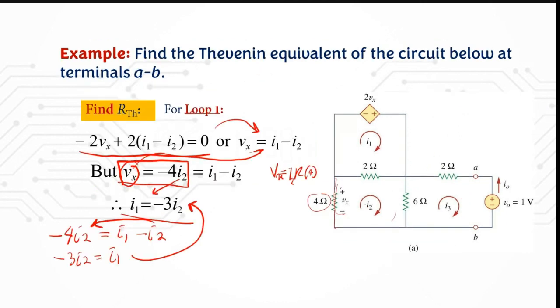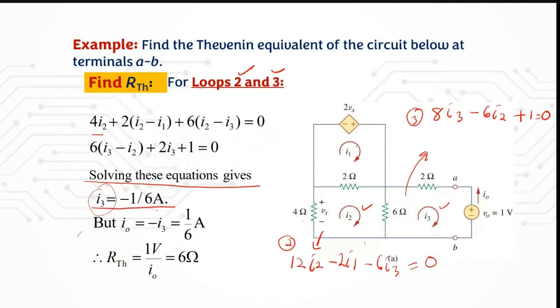Actually, you can just substitute I1 equal to negative 3 I2 into this equation. So you know that your I1 is equal to negative 3 I2. You can substitute this I1 into one of these equations and solve in order to get I3. Then when you solve for that, you get that I3 is equal to negative 1 over 6.